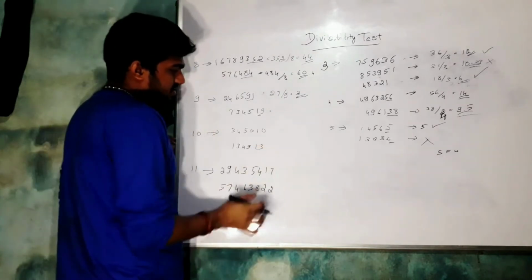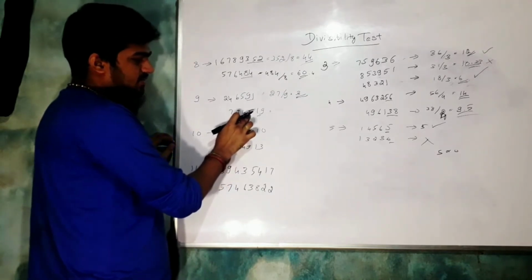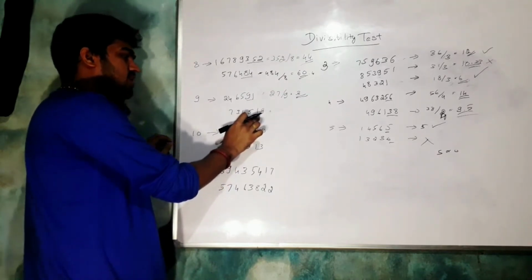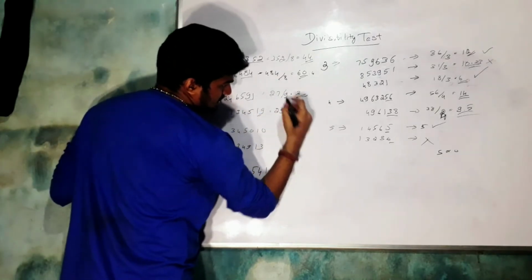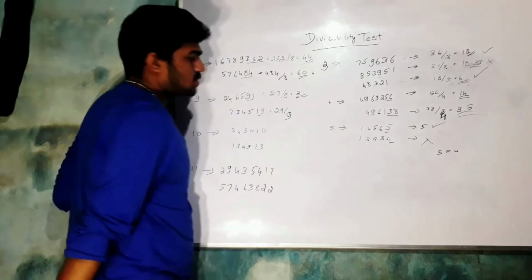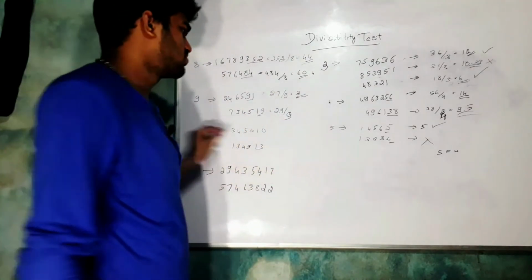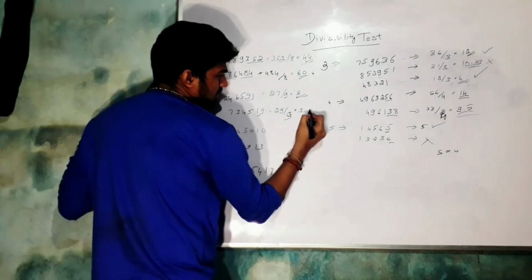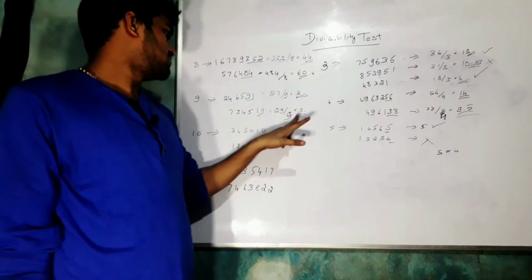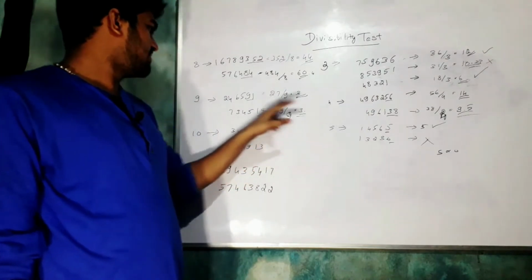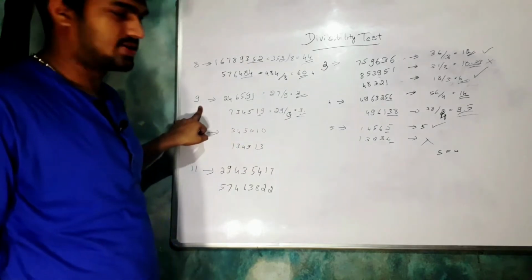So next, 7 plus 3 plus 4 is 14, 14 plus 5 is 19, 19 plus 1 is 20, 29. 29 divided by 9, is it divisible by 9? Of course not. It will give 3 point something. Okay, it's a fractional number. So this number is not divisible by 9. That means this whole number is not divisible by 9.